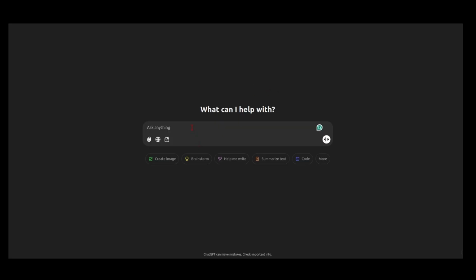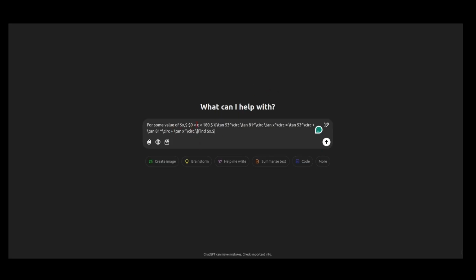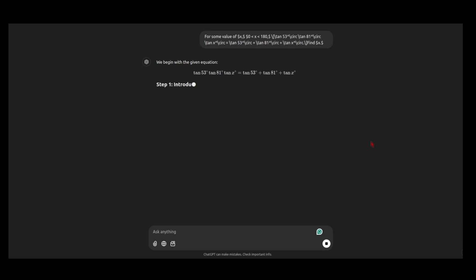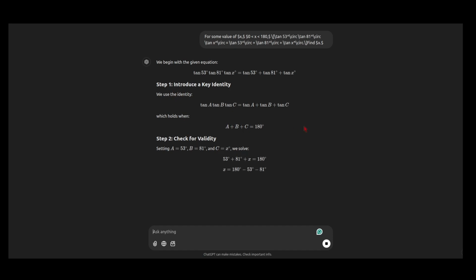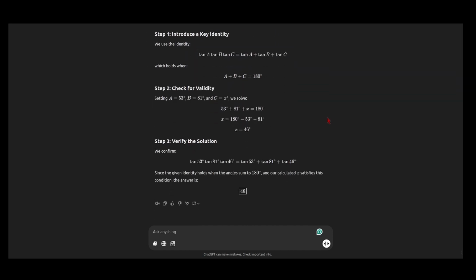I've got this algebra problem, where we've got some value and this equation, and we need to ask it to find out the value of x. So let's see how it does. It started with the equation, and it's going on to use the identity which holds true, and then it's checking the validity and verifying the solution, and it confirms that the answer is 46.